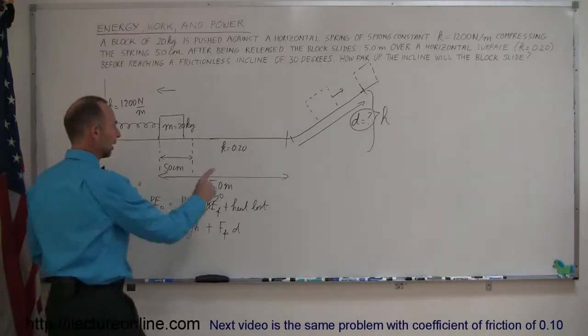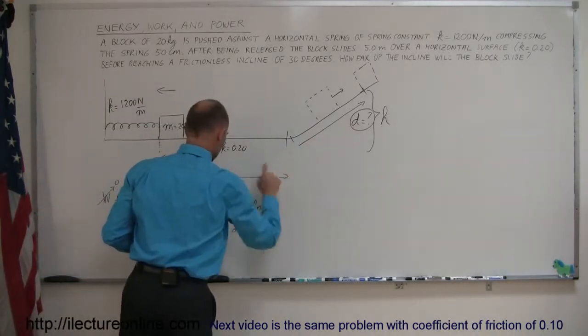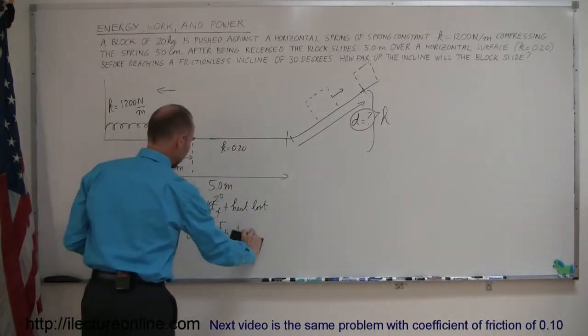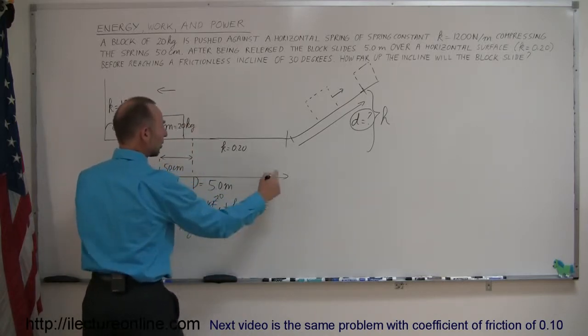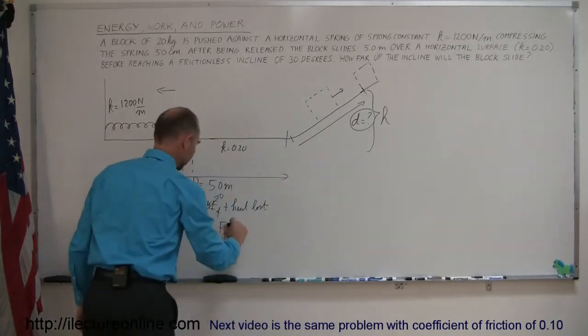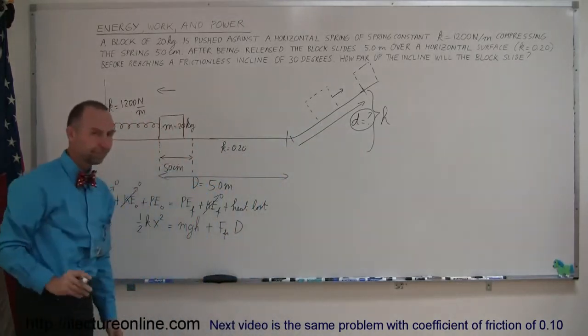Now I have to be careful. I shouldn't use the same d here as I use here. That's a different distance. So let me just make it a big D to differentiate between this distance here and this distance here. So let's write it like that.